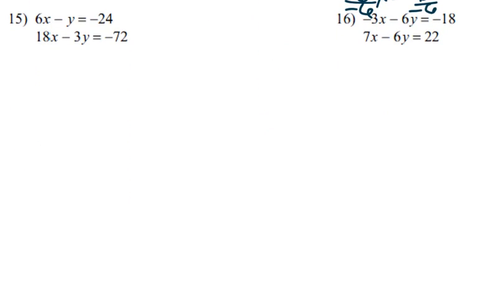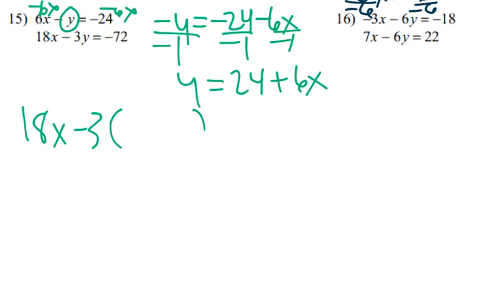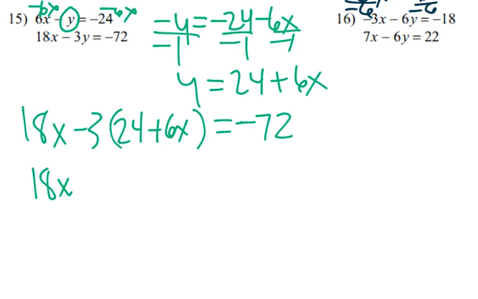Alright, taking a look at 15. So I probably want to solve for that y right there. So subtract a 6x. Get negative y equals negative 24 minus 6x. Divide by negative 1. Y equals positive 24 plus 6x. So we go 18x minus 3. Substitute in for the y. 24 plus 6x equals negative 72. 18x. So negative 3 times 24 is negative 72. Minus 18x equals negative 72.